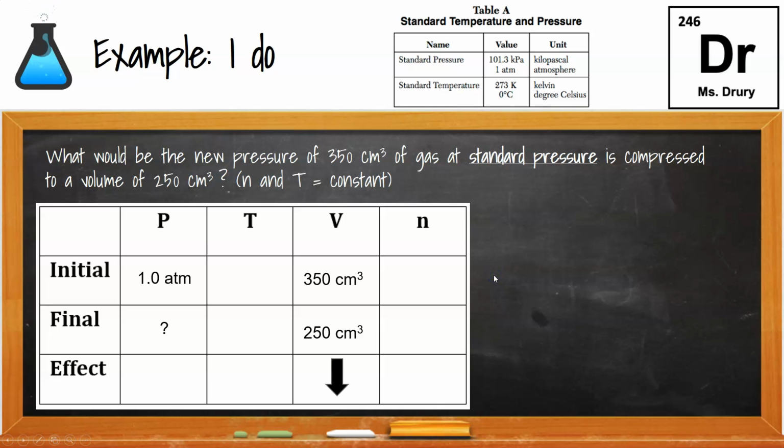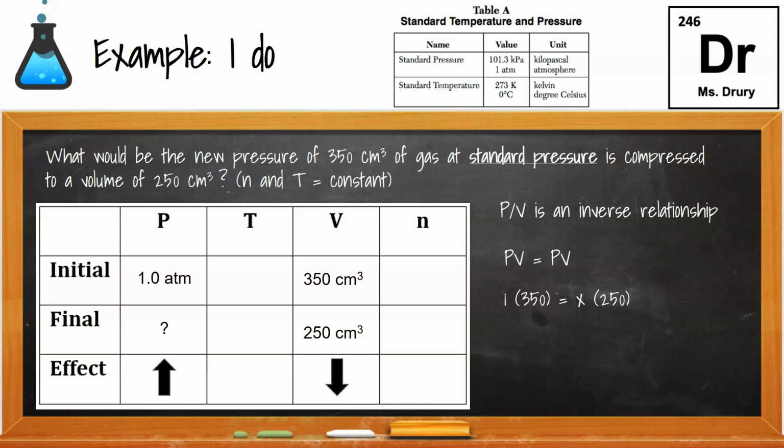What we're noticing is the volume is decreasing, and what we should know is the pressure should increase, but we need to calculate how much. So we're going to set up a PV inverse relationship where they're next to one another. The first pressure and volume go together, 1 and 350, and the second pressure and volume go together, x and 250. When we solve, we divide 350 by 250, so that the 250 cancels on both sides, and our answer is 1.4 atmospheres. Notice that the moles of the gas and the temperature of the gas were not used because they stayed constant. Sorry, I didn't mean to say moles. Number of particles. So that was me doing it.